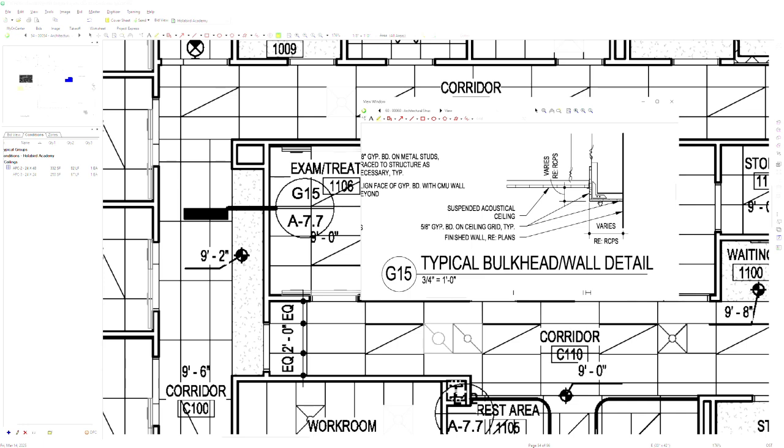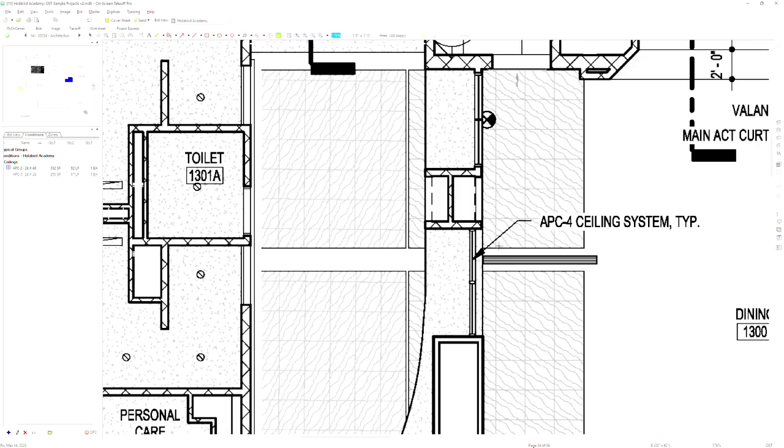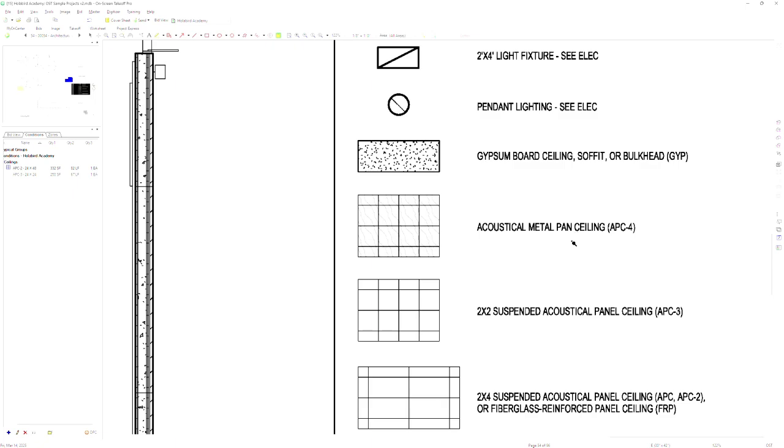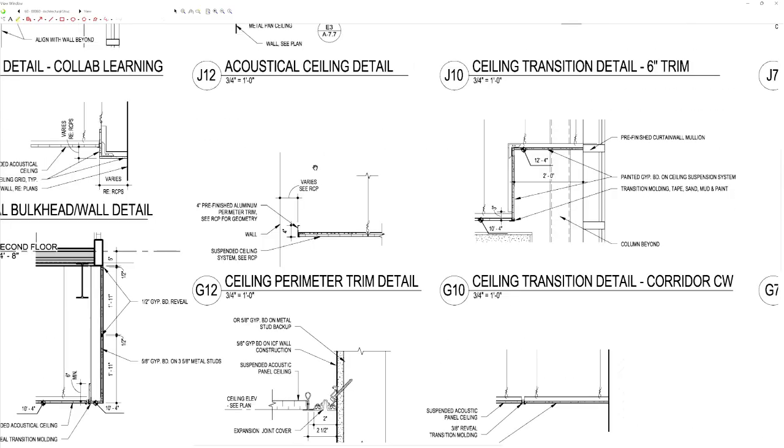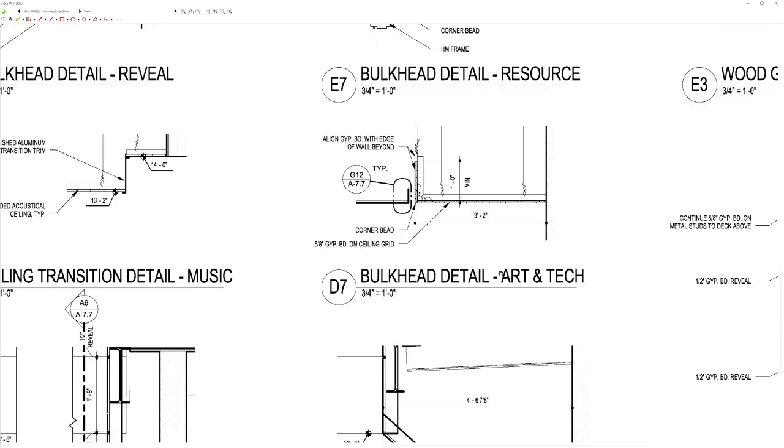And I'm curious to see one more thing. I wanted to see the acoustical panel ceiling type 4, the acoustical metal panel ceilings. I figured while we're on the detail page, I'll see what else I can point out. The bulkhead detail at the Art and Tech. There's another detail here that shows that a little closer, but this shows the transition between two different types of walls.